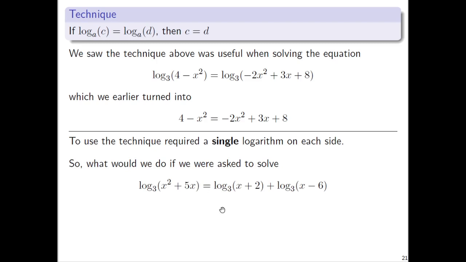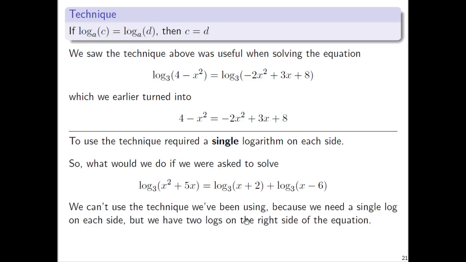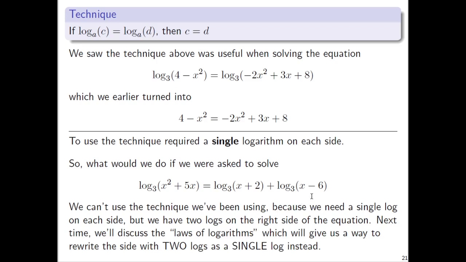But what do you do if we're asked to solve log base 3 of x squared plus 5x equals log base 3 of x plus 2, plus log base 3 of x minus 6? The technique we have at the top is no good because we need a single log on each side. We can't use the technique we've been using because there are two logs on the right side. What do we do then? Well, next time we'll discuss these things called the laws of logarithms, and that'll give us a way to rewrite the right side, which has two logs. There's going to be a way to repackage that and write it as a single log instead. But that's for next time.